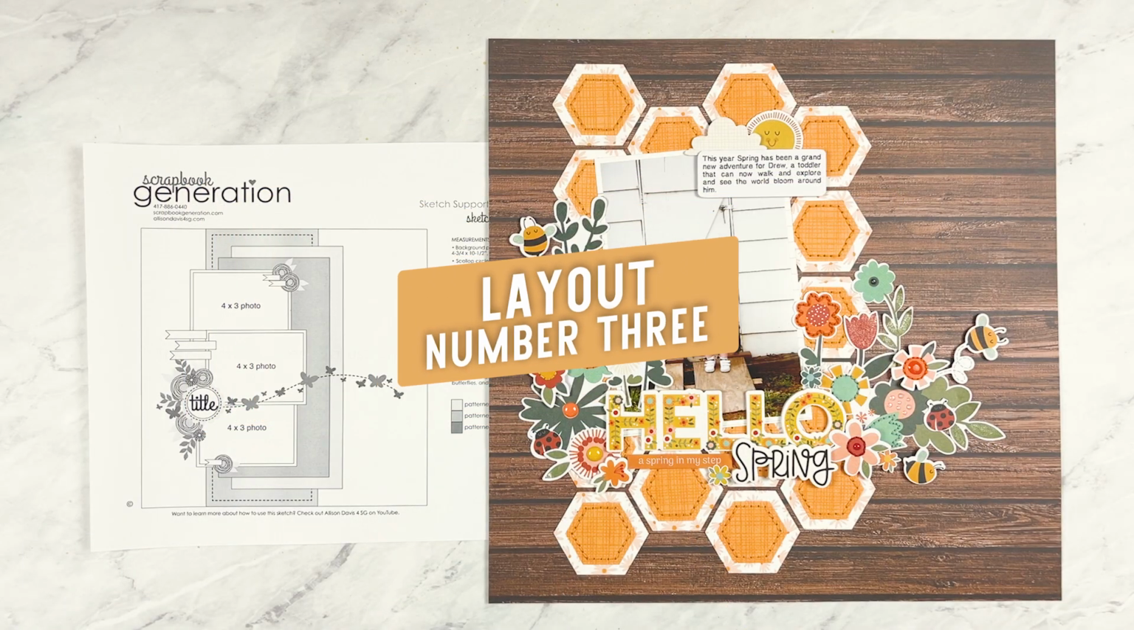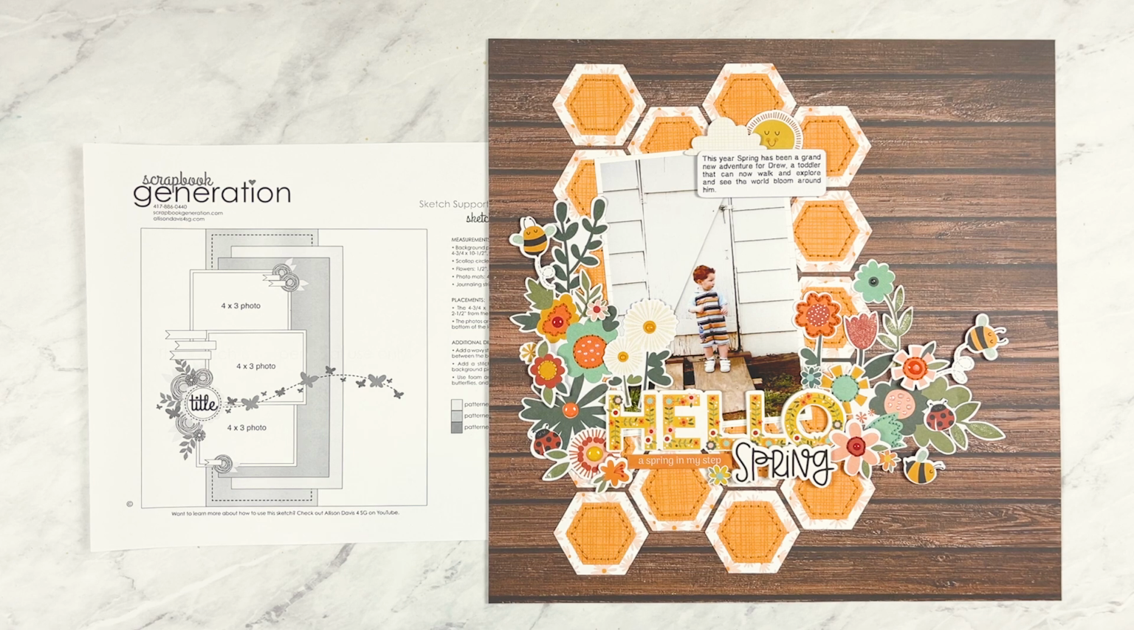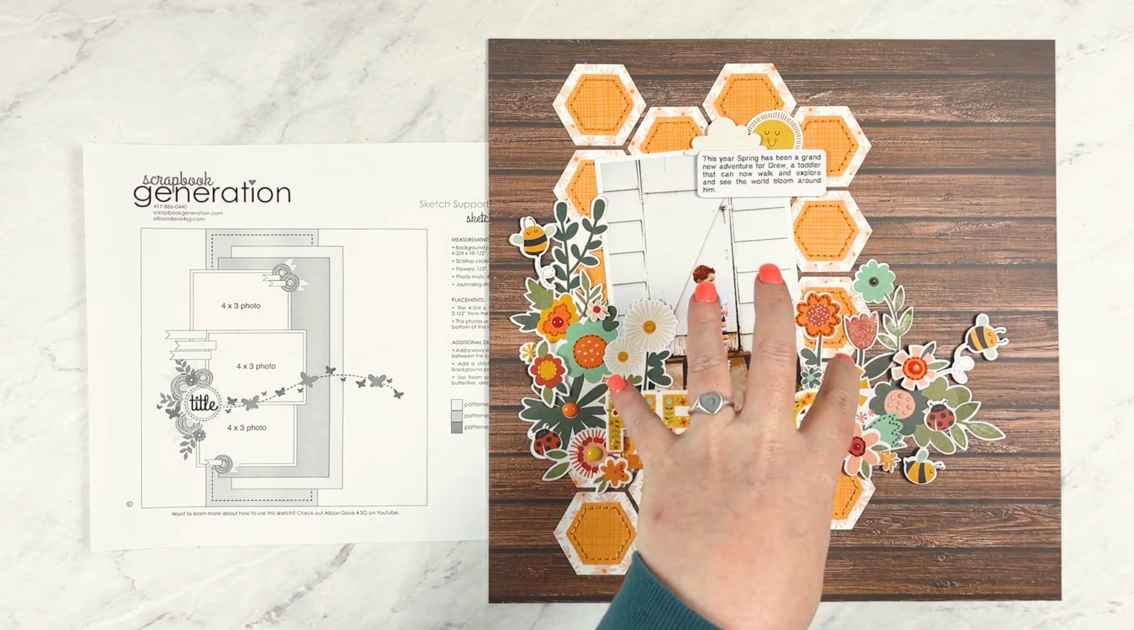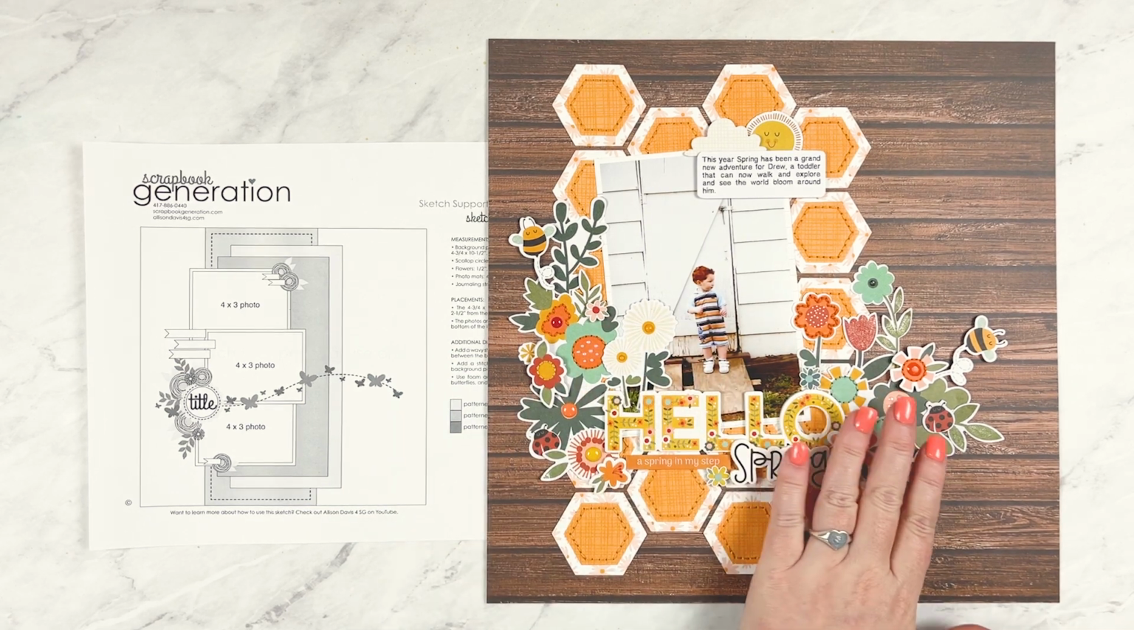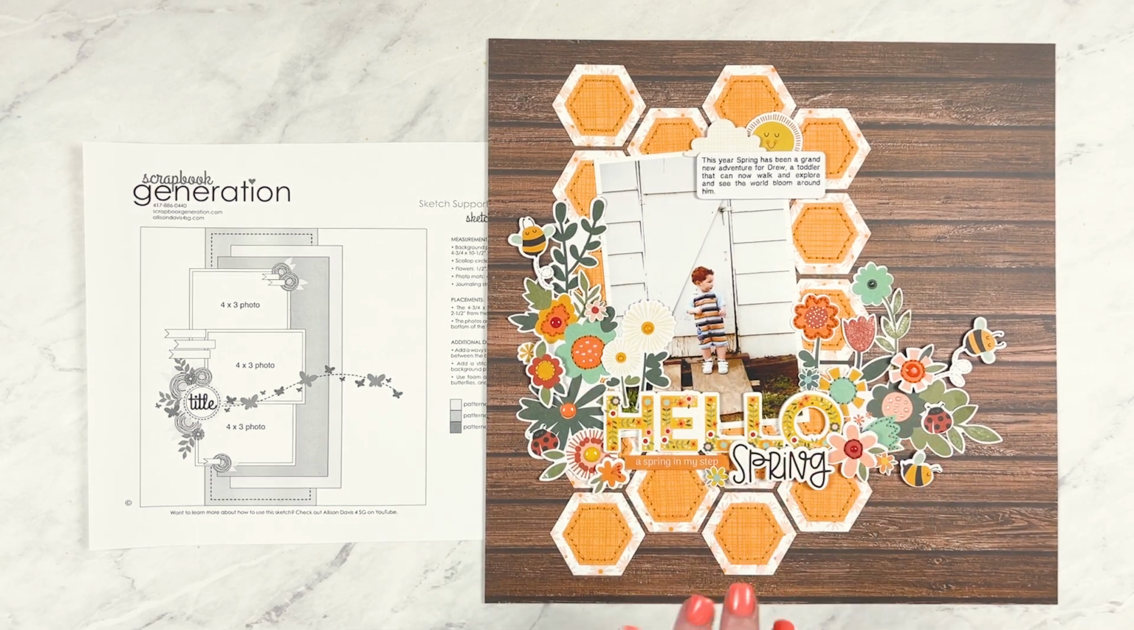My third layout looks quite a bit different from the sketch, but again, I do think you can see the core design concept. There's the background, the photo placement, and the embellishments going across the page. This one is a good example of taking a sketch and letting it be a starting point that you work your own ideas into. And that's the fun of sketches.